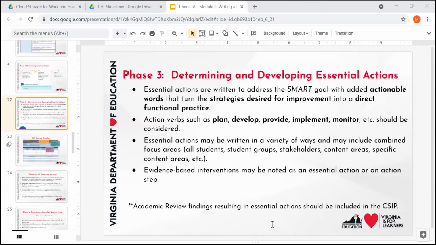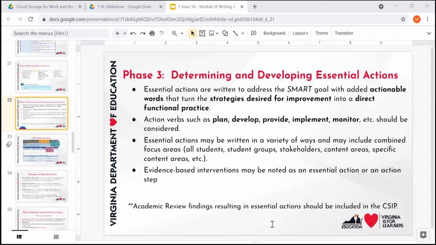And then you have your action verbs, right? They're essential actions. So plan, develop, provide, implement, monitor, right? What actions are you going to do? And a lot of times in essential actions, you include multiple action verbs, right? You're going to make a plan, you're going to implement the plan and monitor the plan. And essential actions can be written in a variety of ways, right? There's not one specific template of the way you have to write them.